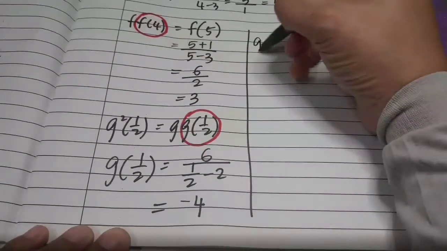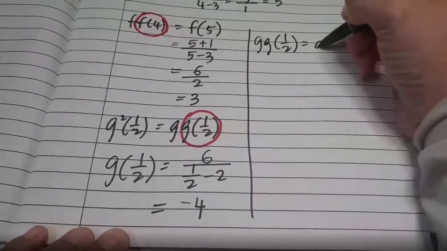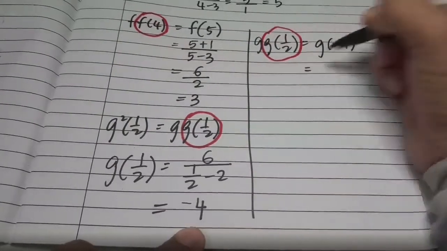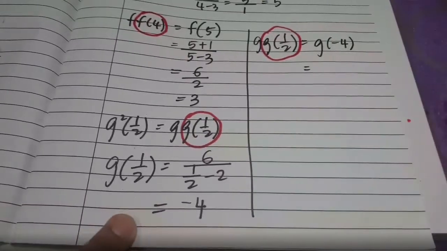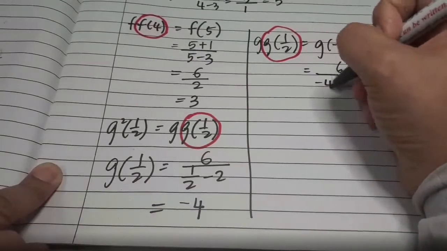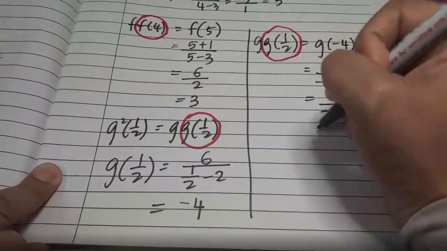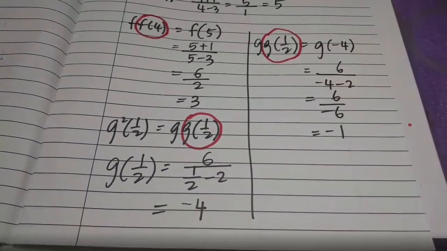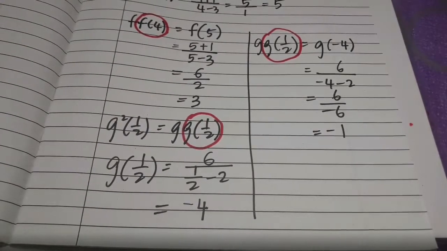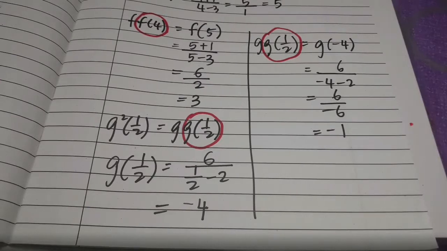So, GG 1 over 2. This is G. G 1 over 2 just now we get negative 4, right? Yeah. So, we write negative 4. Then we substitute into function G, 6 over negative 4 minus 2, answer negative 1. Okay, next, D.